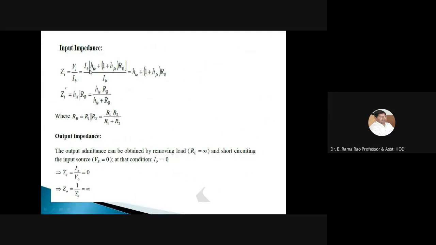So IB into HIE plus 1 plus HF into RE into IB. By taking IB as a common, it becomes IB as a common, then HIE plus 1 plus HFE into RE. What is the input current? This IB is the input current, and this IB will get cancelled. Then the value of input impedance ZI is equal to HIE plus 1 plus HF into RE. This is the input impedance.